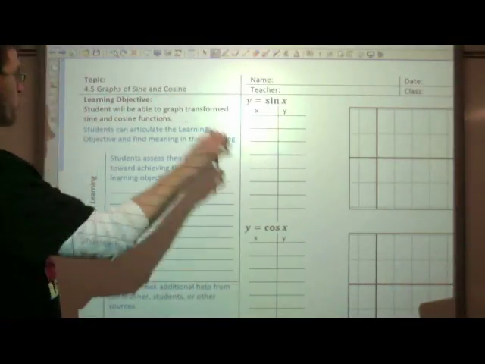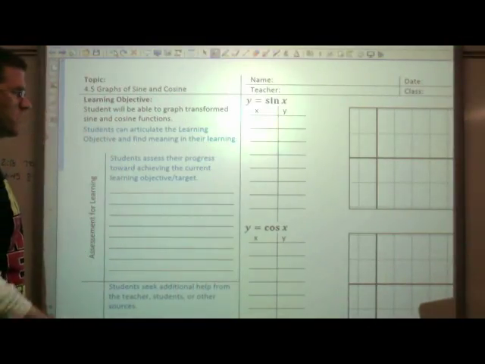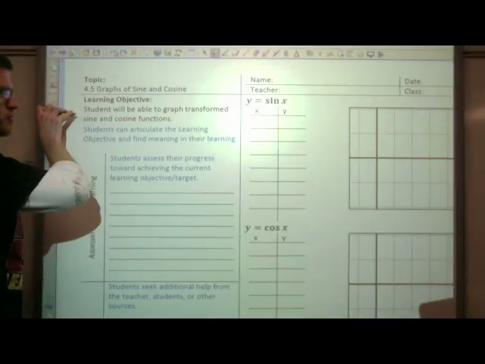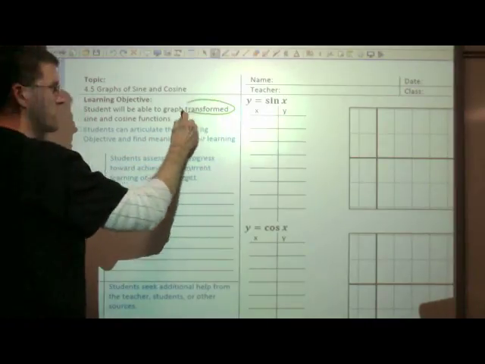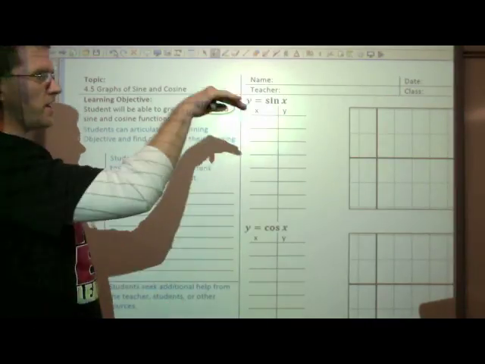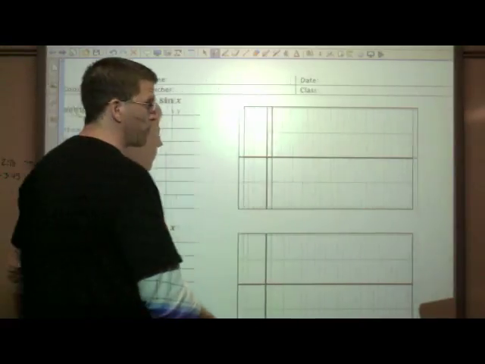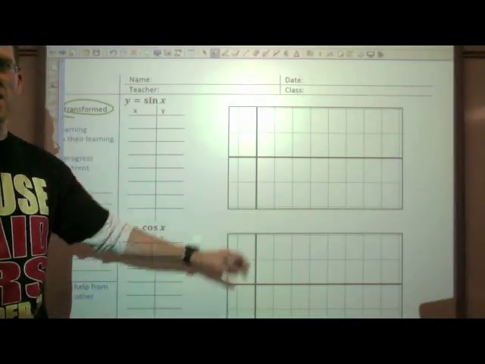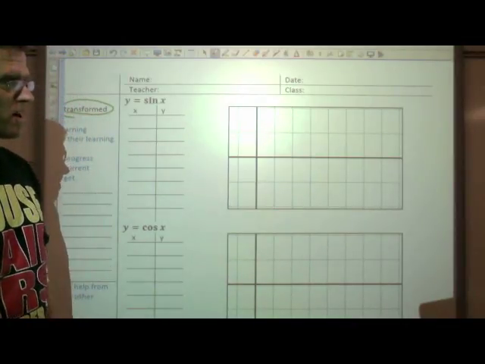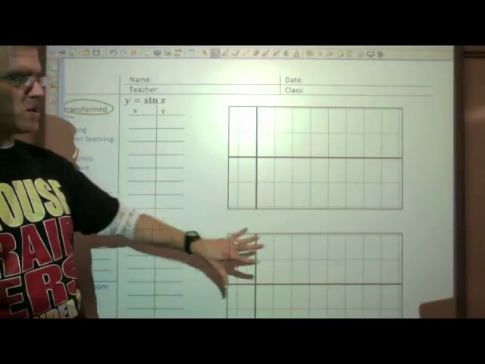All right, we're diving into 4.5, graphs of sine and cosine. Learning objective: you'll be able to graph transformed sine and cosine. But before we get there, we're going to have to start off with sine x. We've got a nice little graph over here, already plotted out for you, or started out, and cosine as well.